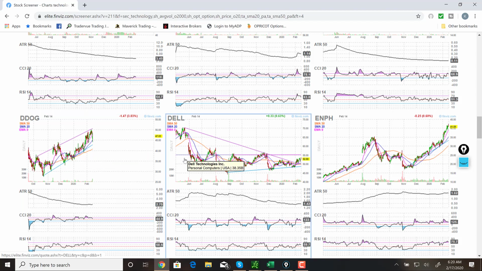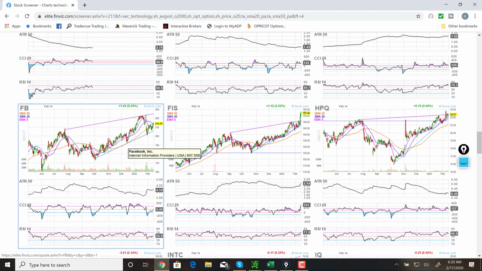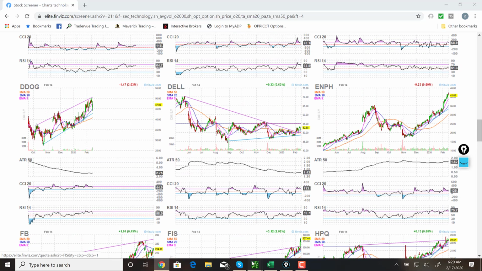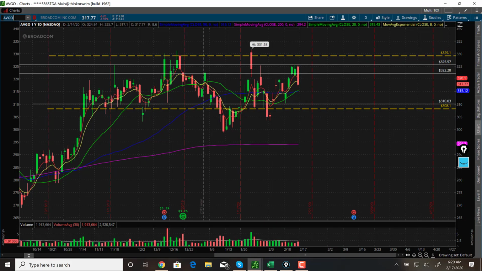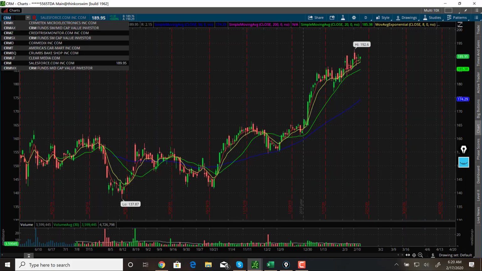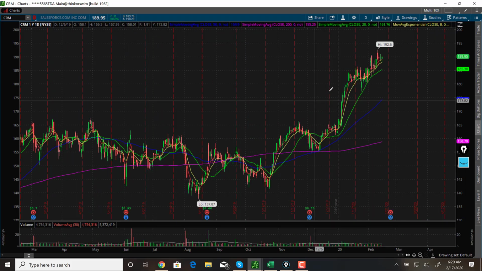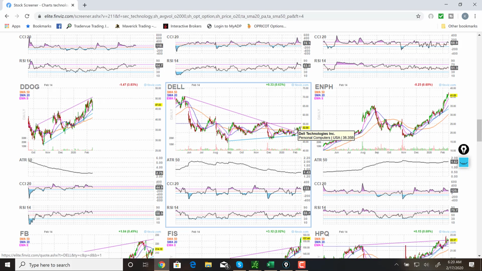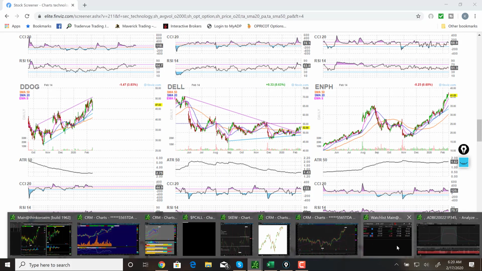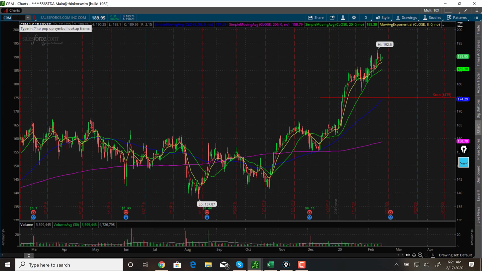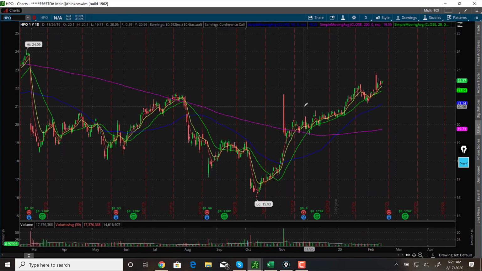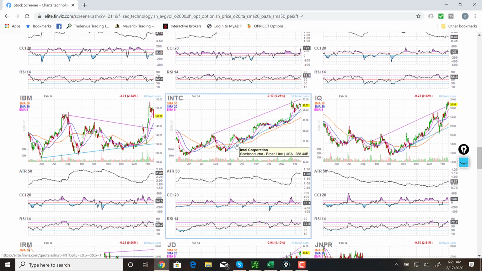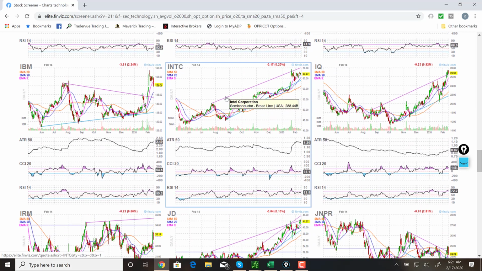Facebook, already in that one. Alright, we'll go back to CRM. It has earnings coming up, so I'm going to stay out of that one. Earnings coming up. I'm going to stay away from that one. The reason you stay away during earnings is because the stocks can move very erratically. INTC, so Intel.